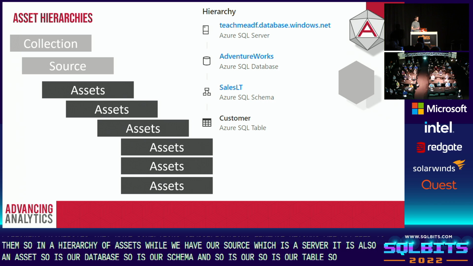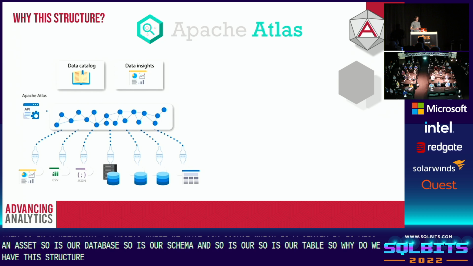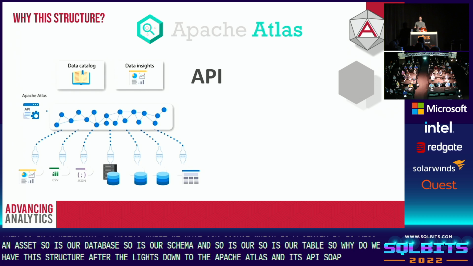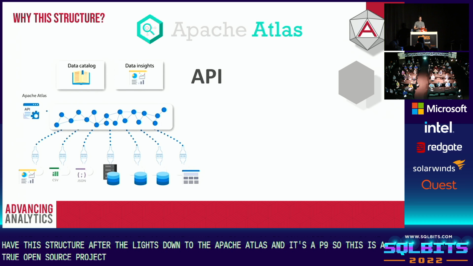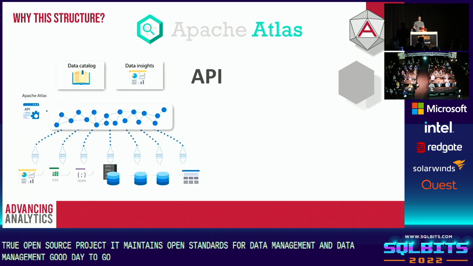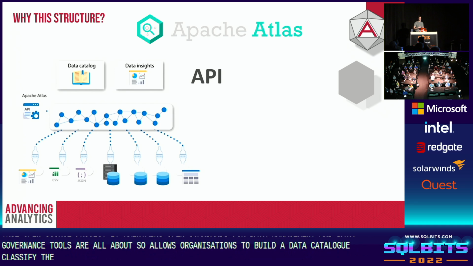So why do we have this structure? Ultimately, it's down to Apache Atlas and its API. Apache Atlas is a true open source project. It maintains open standards for metadata management, and metadata management is what good data governance tools are all about. So it allows organizations to build a data catalog, classify their assets, and govern those assets in a collaborative way.